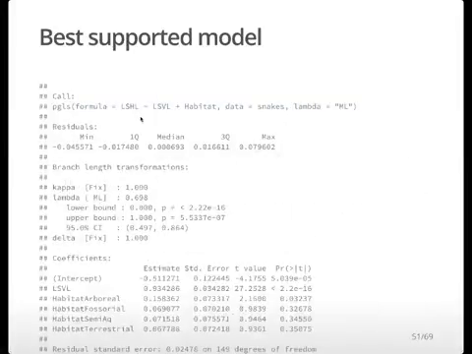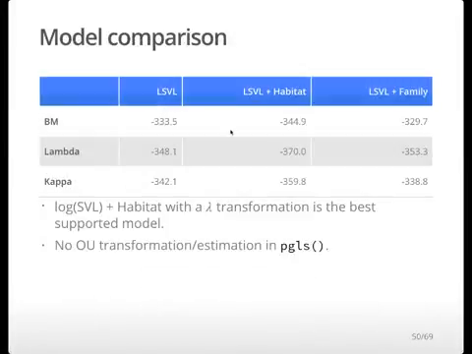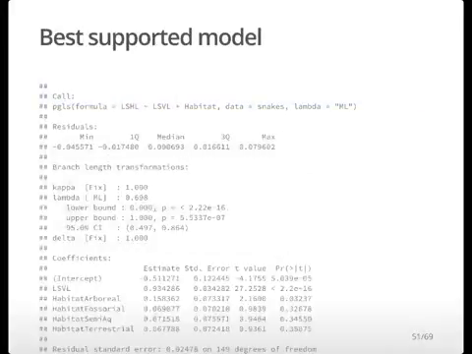Here's our best supported model again. So this would be this snout vent length plus habitat model plus a lambda, right? And so it's lambda's maximum likelihood. Yeah, you'll see that a lot, ML. The other thing you'll see is REML, which is the restricted maximum likelihood, which works slightly differently, but you don't need to worry about the details of that.